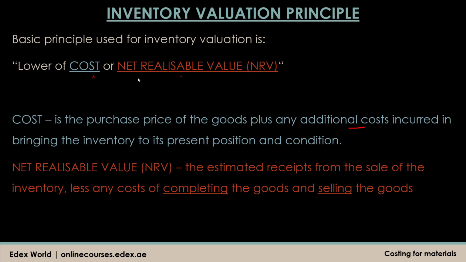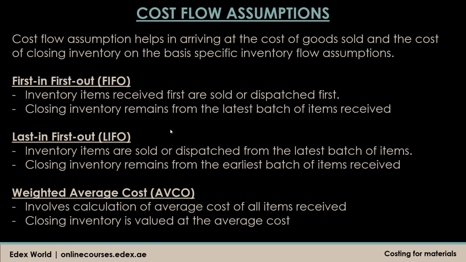In this video, what we are going to further understand is how to arrive exactly at the cost of inventory. Yes, cost is the addition of purchase price and other additional cost, but there are some complications involved when finding out the cost of that closing inventory, which we will study in this video. So there are cost flow assumptions that have to be made when finding out the cost of the closing inventory.